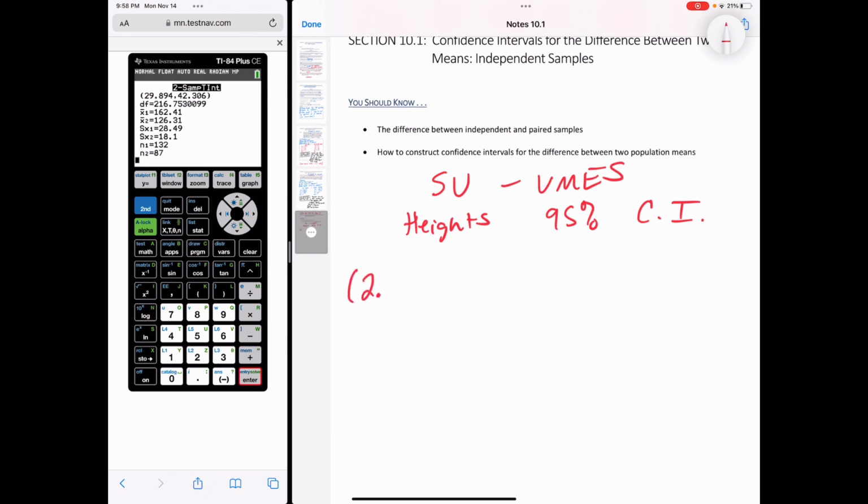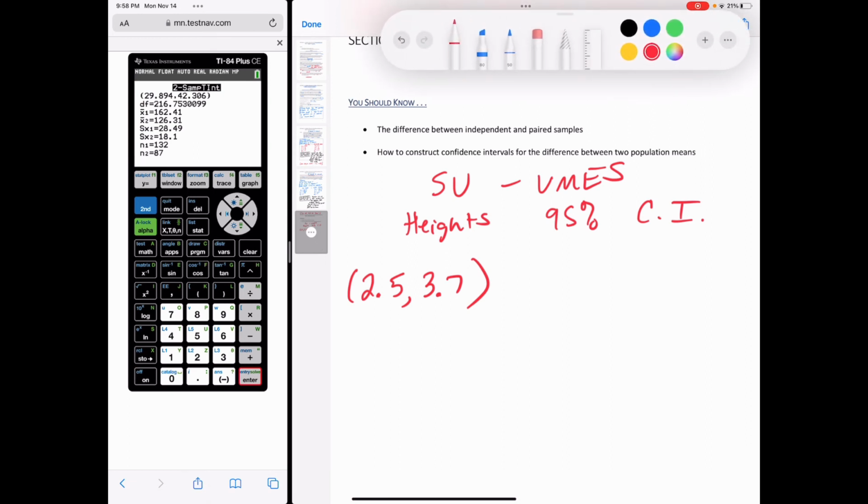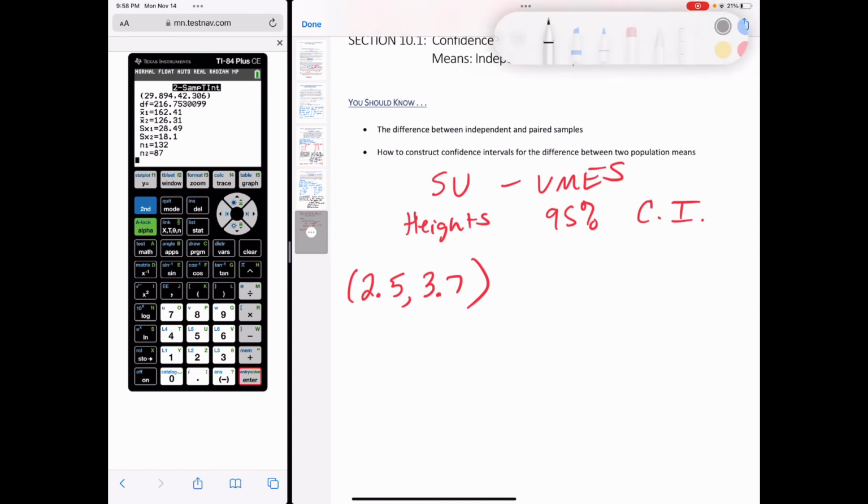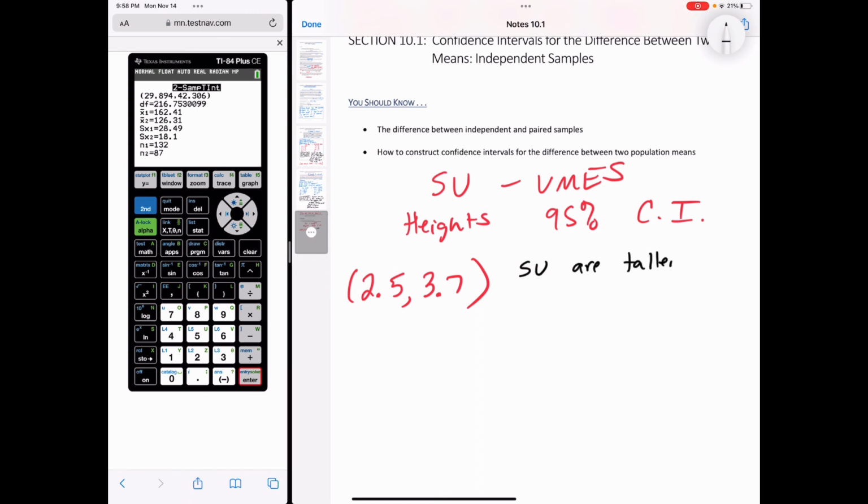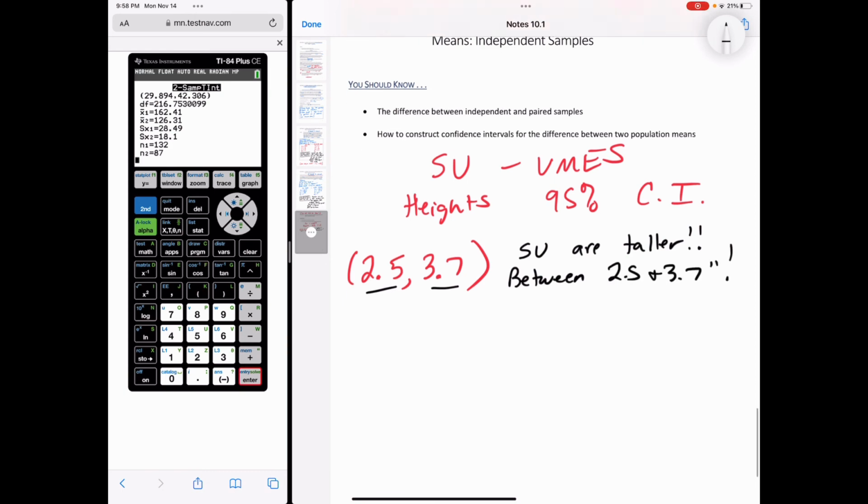I checked all my conditions. I did my confidence interval, and I got this. Okay, I get a positive confidence interval. This means that, and I would give a good conclusion. Okay, I don't want you to conclude it. I just want you to tell me what it means. This means that males at SU are taller. Okay, how do I know? Because it's positive. How much taller? Between 2.5 and 3.7 inches. Okay, so that's what I know.